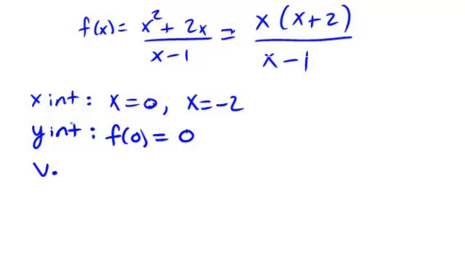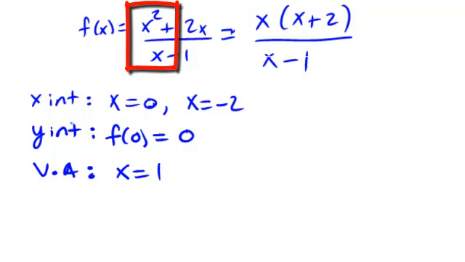Okay, vertical asymptotes. We're looking at the zeros of the denominator. In this case, we only have one vertical asymptote, that being x equals 1. Now we already talked at the beginning of the video that we don't have a horizontal asymptote. We have an oblique asymptote, and the way that we can tell is if the degree of the numerator is greater than the denominator, we have an oblique asymptote. The way that we're going to find that in this case is going to be synthetic division.